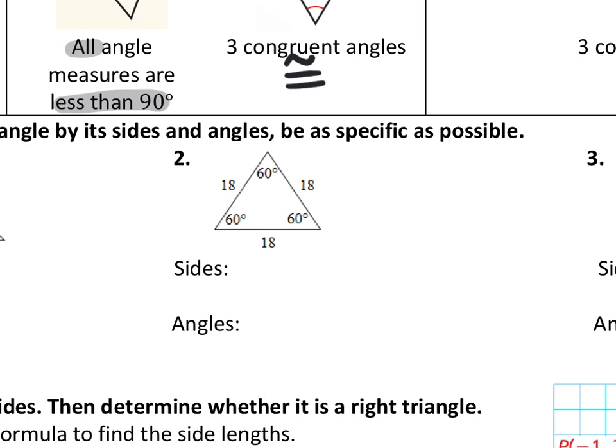Equilateral. It didn't give me the tick marks, but what do you notice about all the lengths of all of these sides? They're all equal, they're all 18, so I could put the tick marks there since they're all equal to each other. This one's going to be called equilateral.